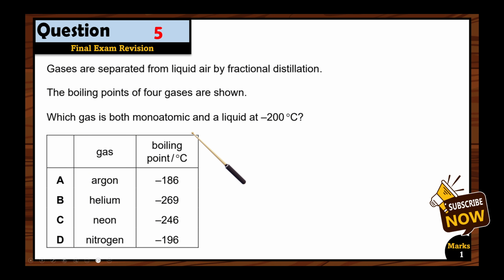We already know that all noble gases are monoatomic. So A, B, C can be the right option, right? But D is not a noble gas, so it cannot be either. D option is not right.